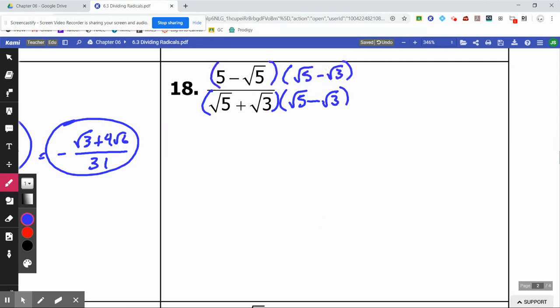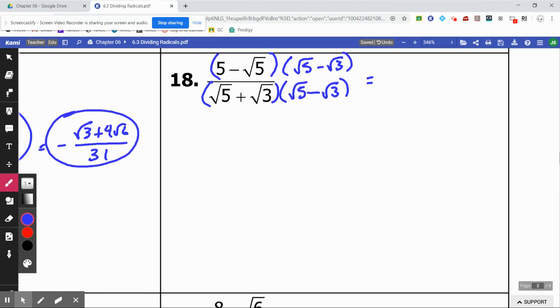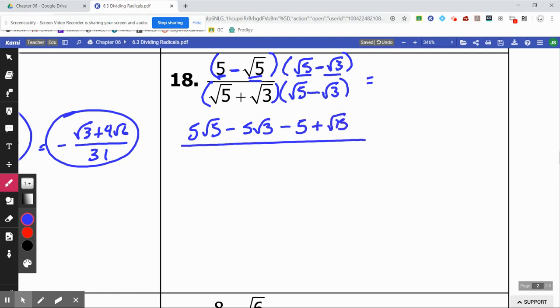The top is also a binomial, so we are going to have to FOIL the top. Multiply everything by 5. 5 times both of these would be a 5 root 5 minus a 5 root 3. Multiply everything now by root 5 would be a negative root 5. Negative root 5 times root 5 would be a negative 5. It removes the radical. Negative root 5 times a negative root 3 would be a positive root 15. So there's your new top.